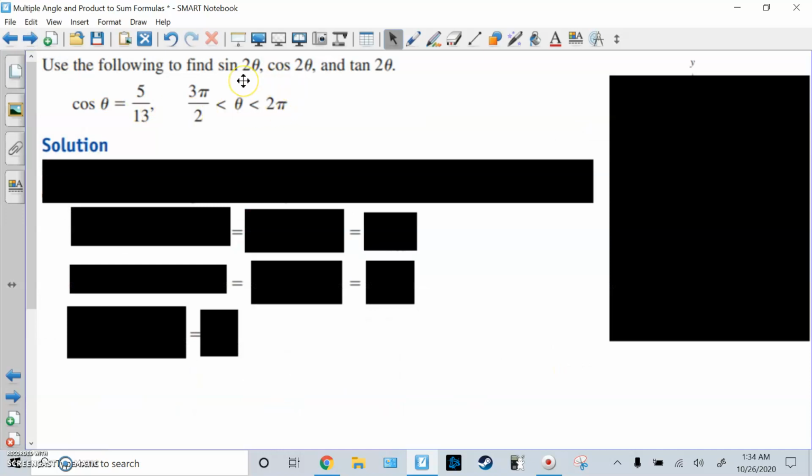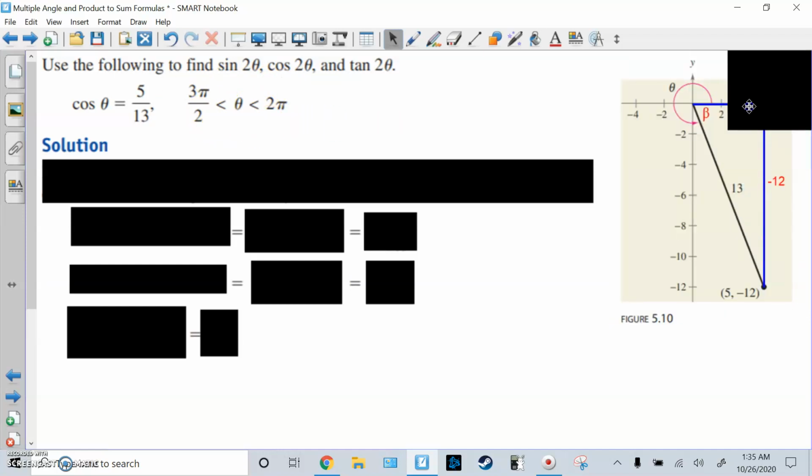Alright, use the following information. Find sine of double theta, cosine of double theta, tangent of double theta. So cosine theta is 5 over 13, and we are in quadrant 4. So actually, I draw the picture first. Remember, I put the dot in quadrant 4. I draw the right triangle. Our angle is really this right here. X is positive, Y is negative. The radius is always positive.